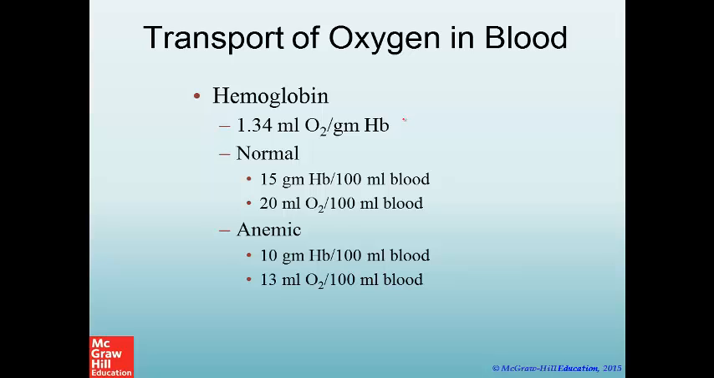So hemoglobin transports about 1.3 milliliters of oxygen per gram. So if you think that a normal blood hemoglobin level is about 15 grams, then that's 20 milliliters of oxygen per deciliter of blood. A lot more than what is carried dissolved in the plasma. Now, if you're anemic, if you have a low hemoglobin, then that total oxygen concentration is going to go down, because you're going to have fewer available hemoglobin molecules to carry oxygen.